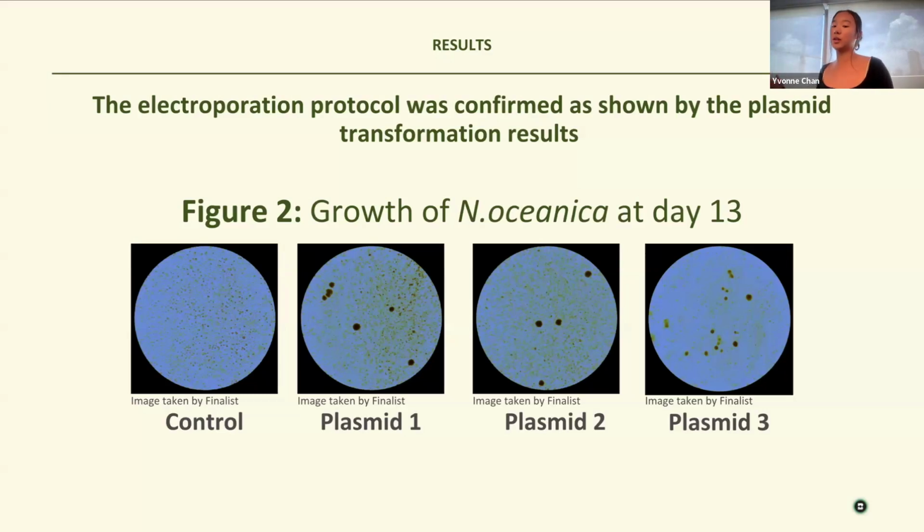And this is good because algal cells aren't supposed to just have antibiotic-resistant qualities. However, in plasmid 1, 2, and 3, you can see that there's growth of colonies, which means that the cells were able to uptake the plasmid, the genes that were in the plasmid, meaning that the electroporation protocol I was using was viable and working.